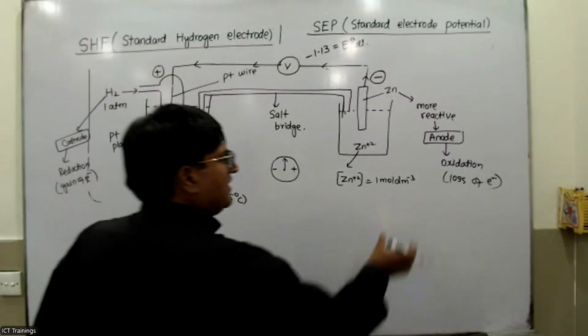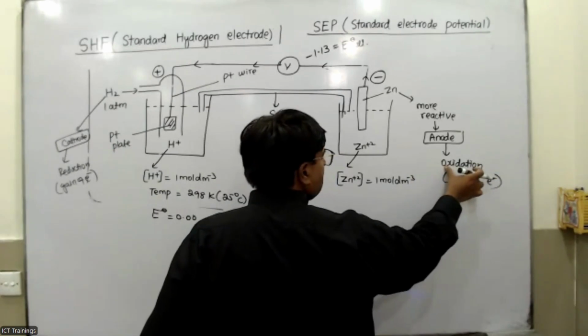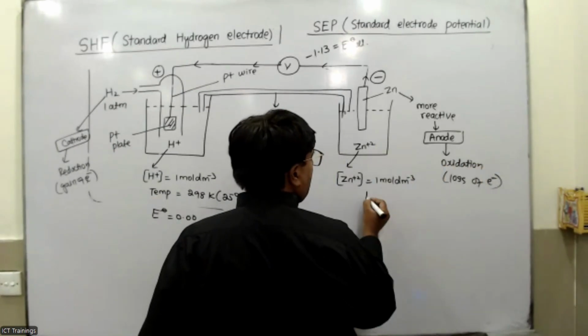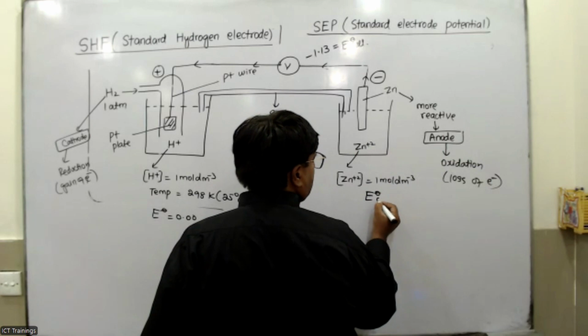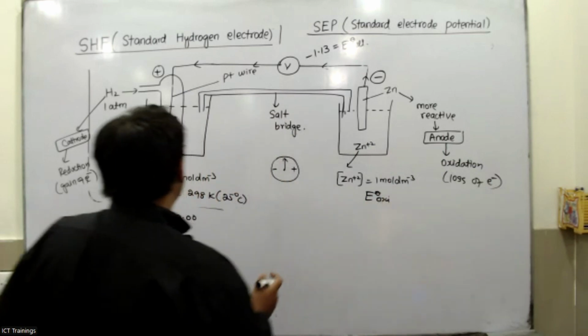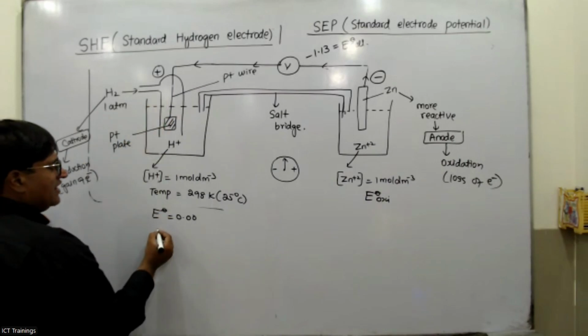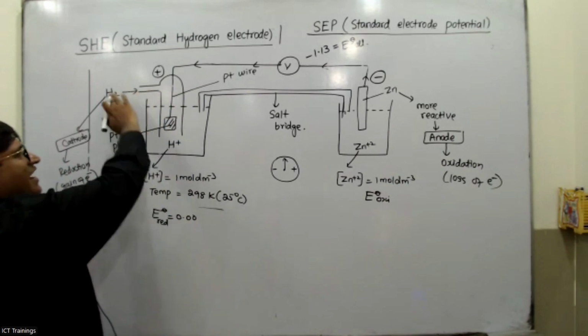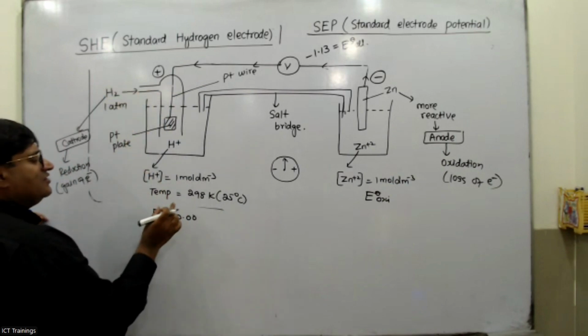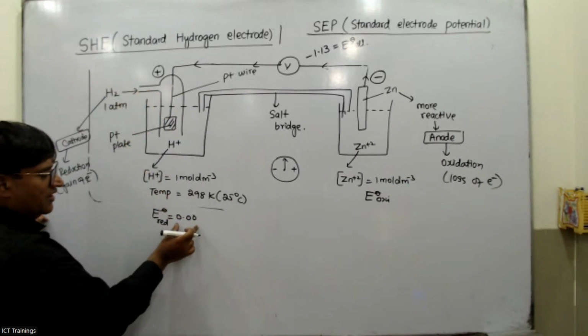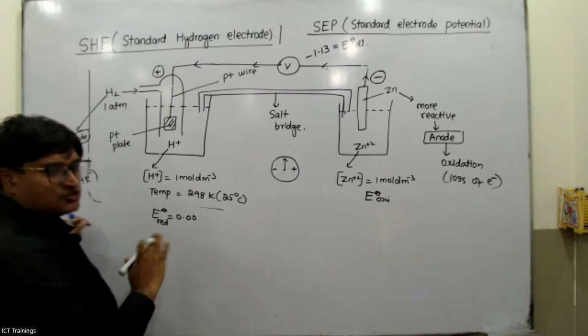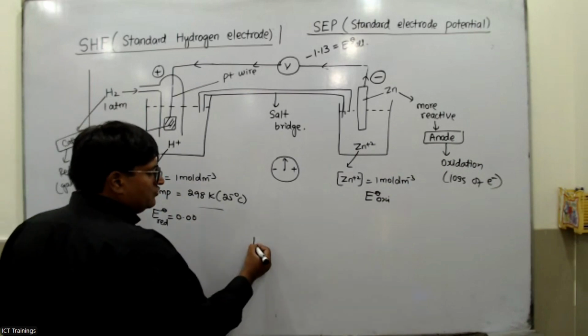Now up here the process of oxidation is going to take place, so we have to find the E naught of oxidation for that. And up here is reduction, so we need the E naught of reduction for that. I told you that the hydrogen E naught value is always 0. This is what we have supposed. Now what should we do, my dear?